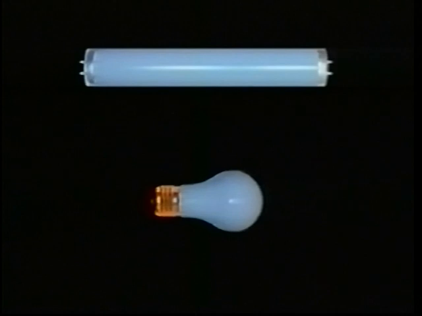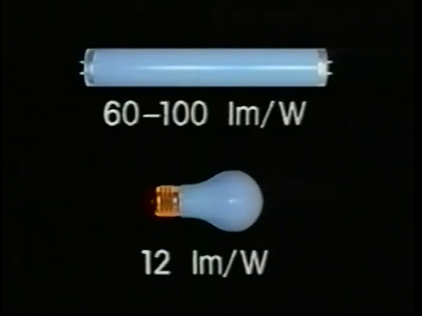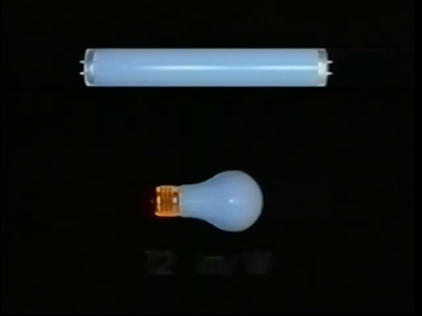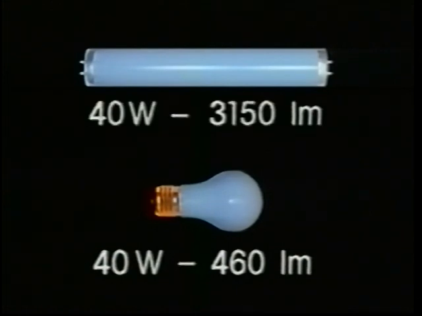Fluorescent lamps are much more efficient than incandescent lamps. While an incandescent lamp produces approximately 12 lumens per watt, a fluorescent lamp produces anywhere from 60 to over 100 lumens per watt. For example, a 40-watt incandescent lamp produces about 460 total lumens of light, while a 40-watt fluorescent lamp produces 3,150. Over 4 times the light is created by fluorescent lamps for the same wattage.